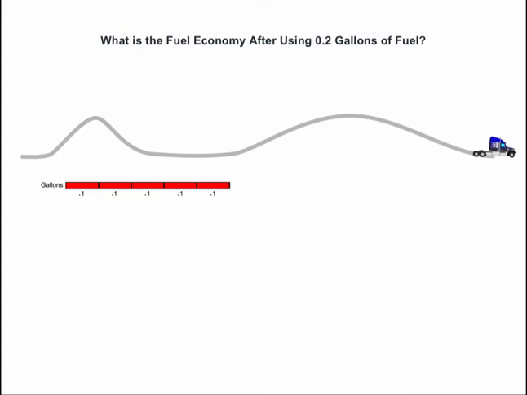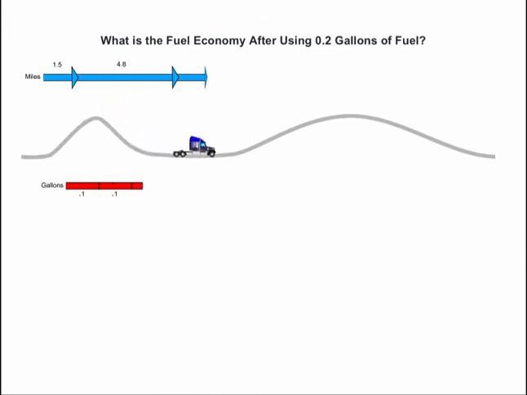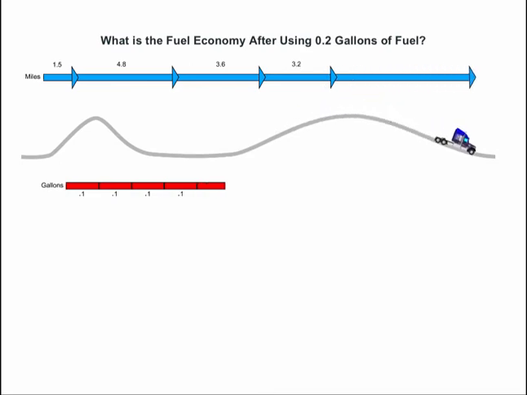Next, I'll measure the amount of distance the truck has traveled since it started to drive on the highway. This time, I'll use arrows to show the amount of distance the truck travels in each 1/10 of a gallon fuel interval. Each fuel interval has an amount of change in fuel, in this case 1/10 of a gallon. Also, each distance interval has an amount of change in distance. In this case, all of the distance intervals have different sizes.